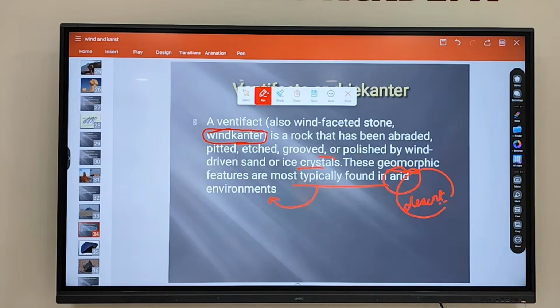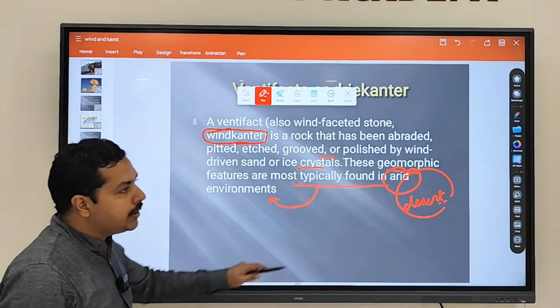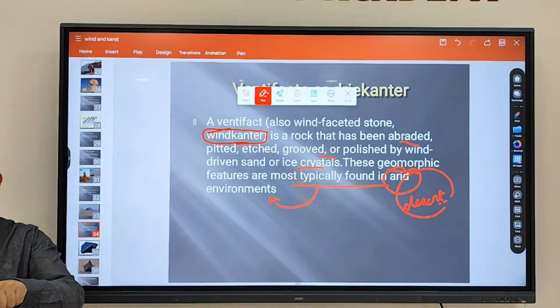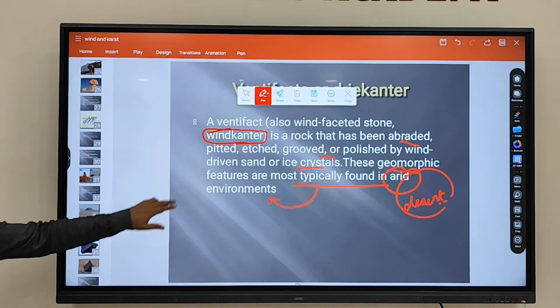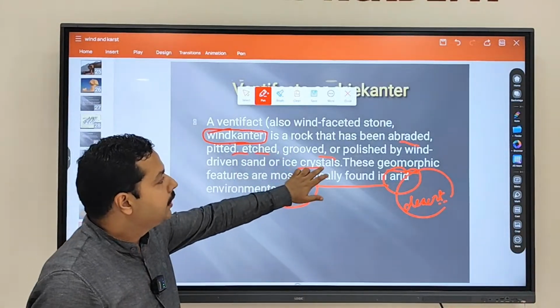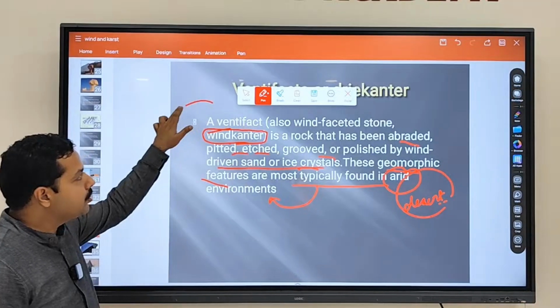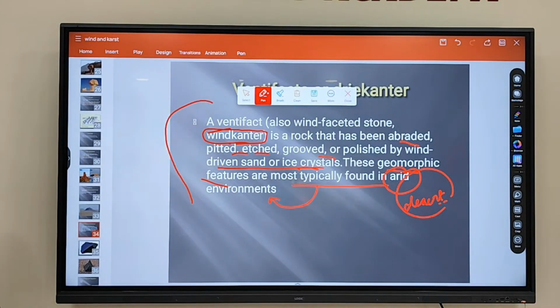Clear? So any rock that is abraded. Abraded means what? As we discussed, sand particles will hit it, so the rocks will get abraded, polished, pitted by the wind-driven sand or ice crystals. Then such a rock is going to be called what? Ventifact or dreikanter. These are going to be found in what? Arid environment.